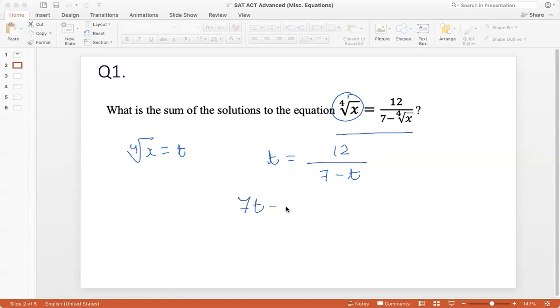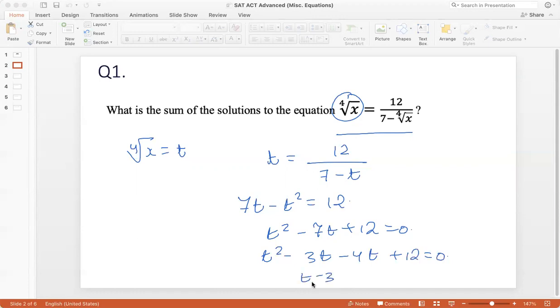So I get 7t minus t squared is 12. So t squared minus 7t plus 12 is 0. And so this is a quadratic in t, which we can solve by splitting the middle term. t squared minus 3t minus 4t plus 12 is 0. So (t minus 3) into (t minus 4) is 0. So t is 3 and 4. Now that's t, but we have to find x. So we would say 4th root of x is 3 or 4.